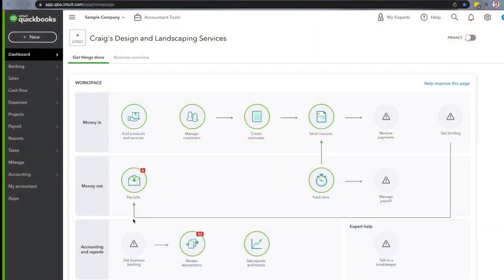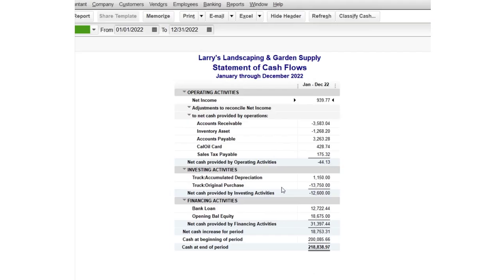Oh, was I sharing? I might not have been sharing my screen. Hold on one second. Let me share with you my QuickBooks real quick. So I was showing you this statement of cash flow, and I don't know if I was actually sharing it. It might have been on my face back.